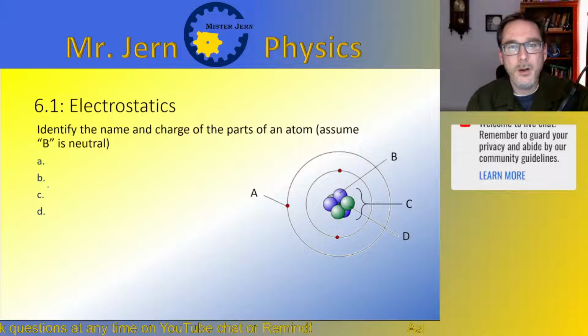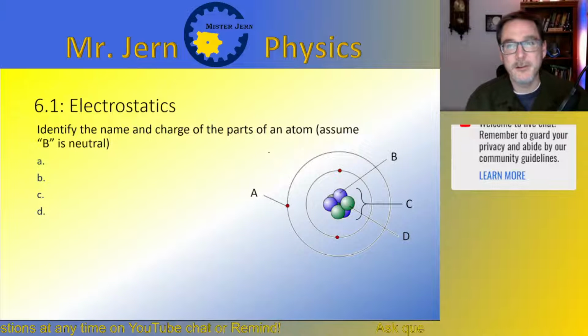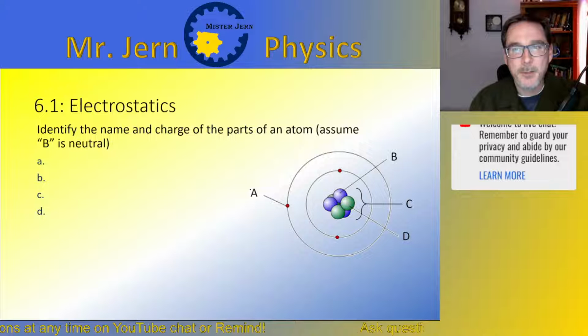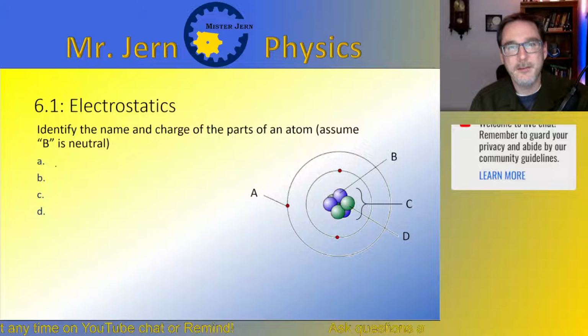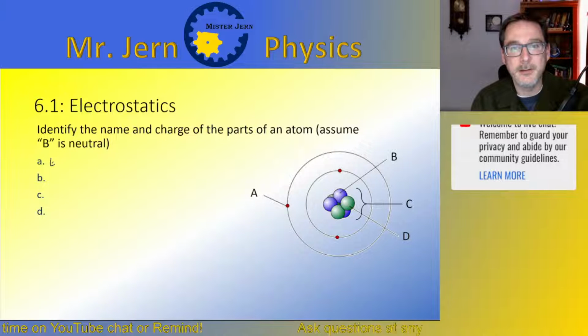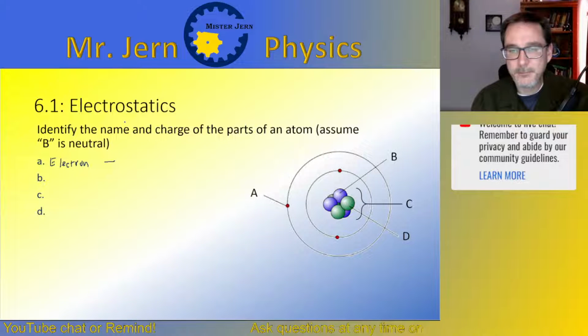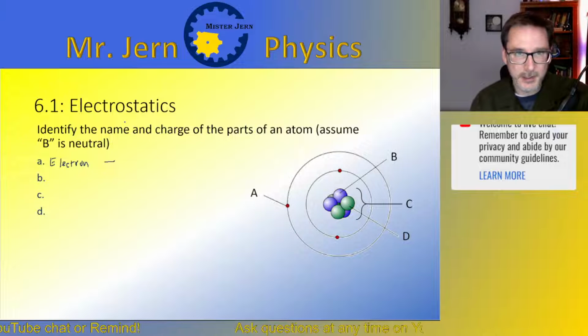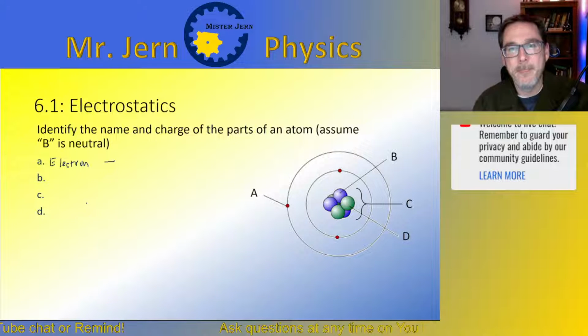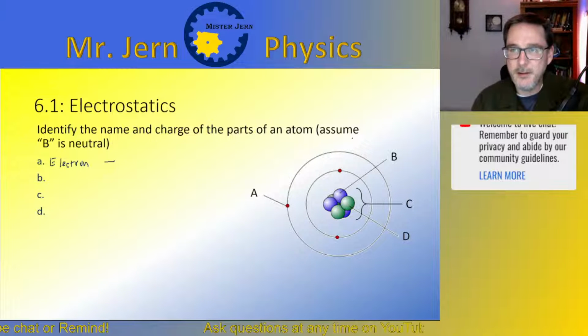It says label each part. So let's take a look at what is A. A is on the outside. It's not in the middle, right? Hopefully you know this, it's little. This is our electron, and it is negative. It's the only part of the atom that could actually leave because it's on the outside like that. Letter B then over here is the purpley thing.